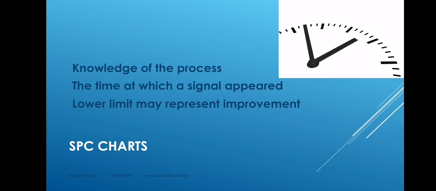It's also worth noting that sometimes a lower limit may represent an improvement in the process. If the number of defects or defectives goes down, this represents that the process has changed for the better. And we should identify the cause and make sure that we improve the process so that this new version of the process becomes the standard version from now on.